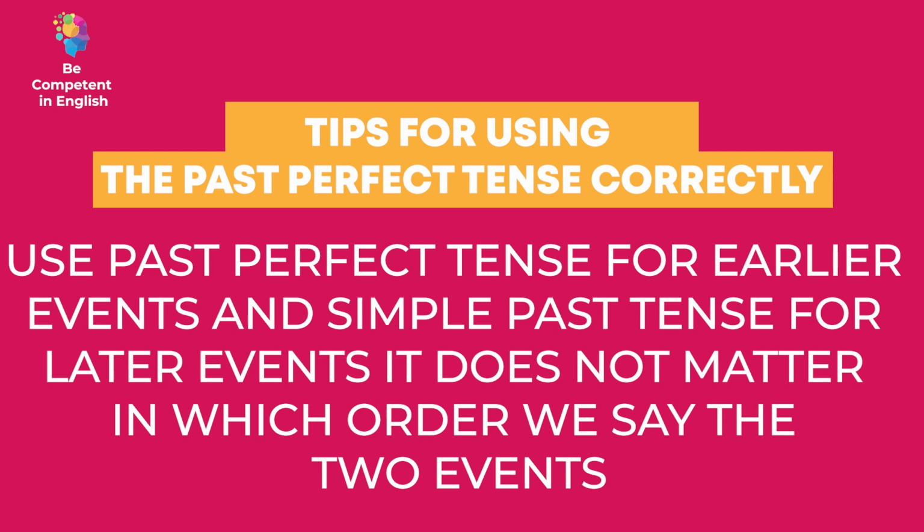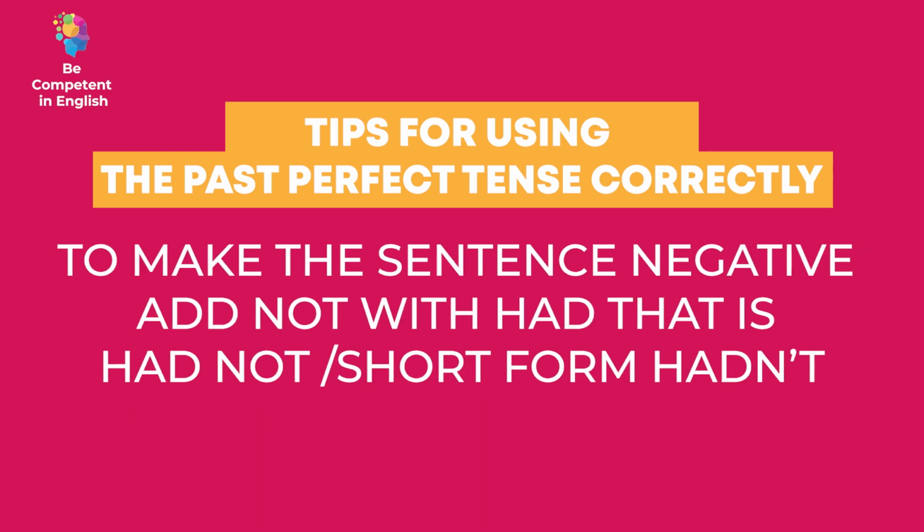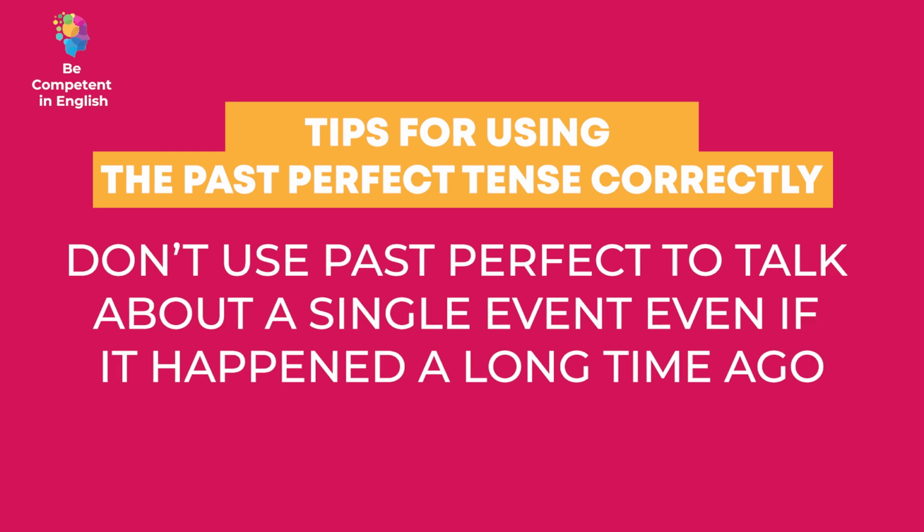Tips for using the past perfect tense correctly. Use past perfect tense for earlier events and simple past tense for later events. It does not matter in which order we say the two events. To make the sentence negative, add not with had. That is, had not or the short form hadn't. Don't use past perfect to talk about a single event, even if it had happened a long time ago.